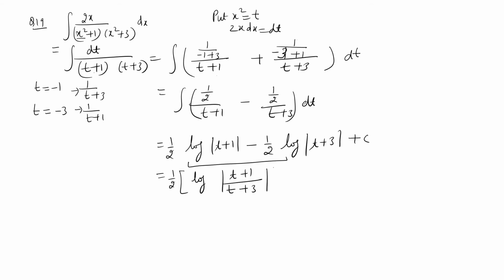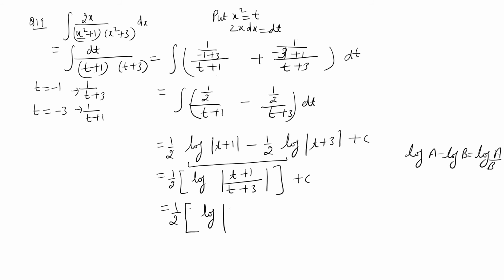Which property are we using? Log of a minus log of b is equal to log of a upon b. Okay. So now substitute the value of t. It is log of x square plus 1 upon x square plus 3 plus c, which is the required answer.